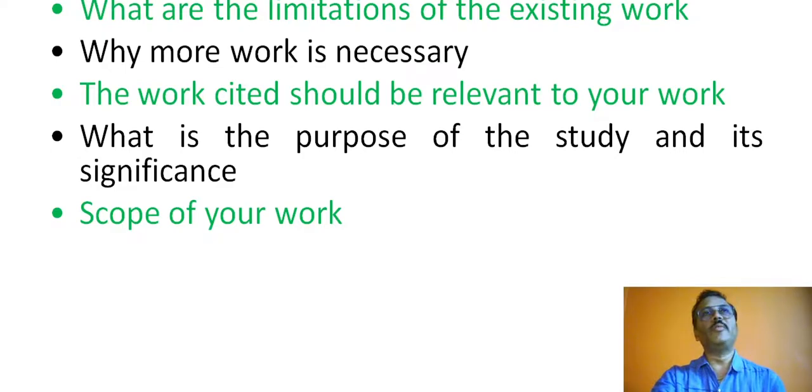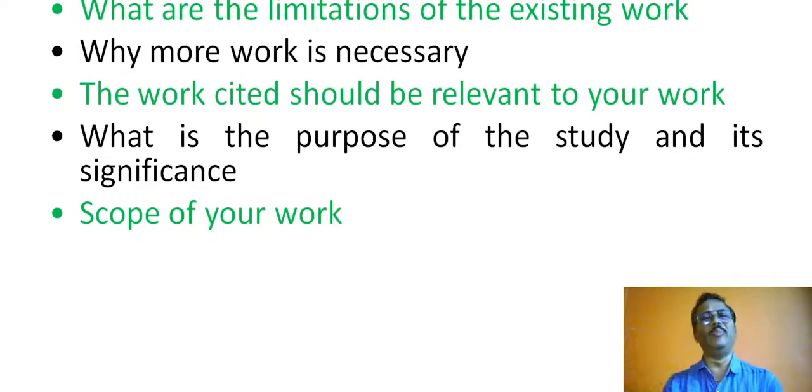What are the limitations of existing work? You have to write why more work is necessary. What is the motivation? You have to write. The work cited should be relevant to your work. So don't cite unnecessary work. What is the purpose of study and significance? Scope of your work. What you are doing, what you are not doing.